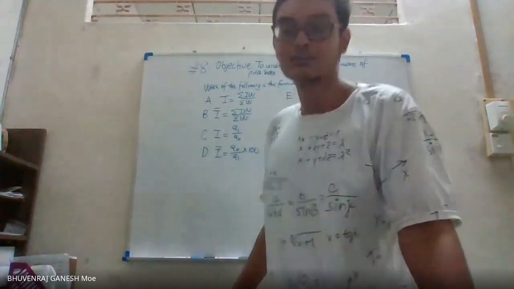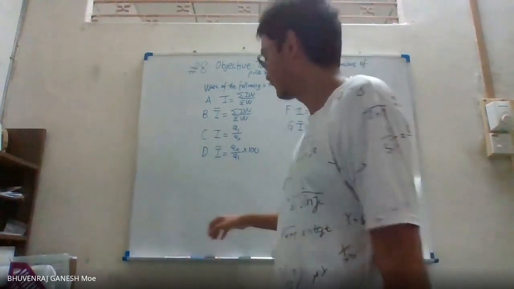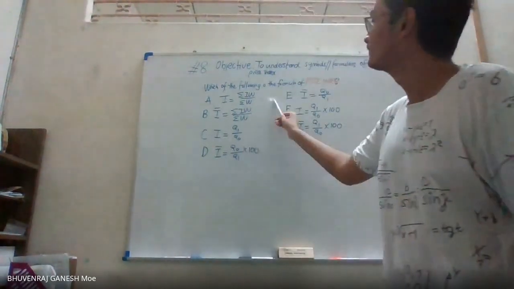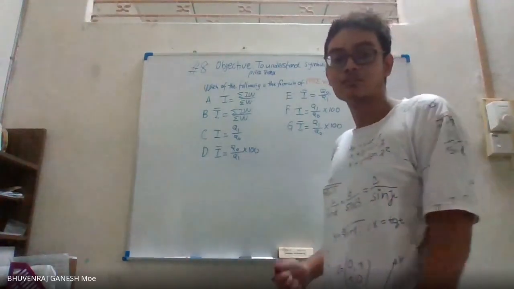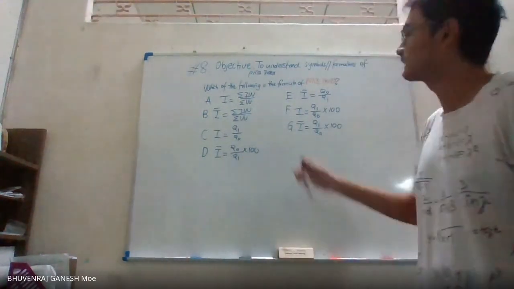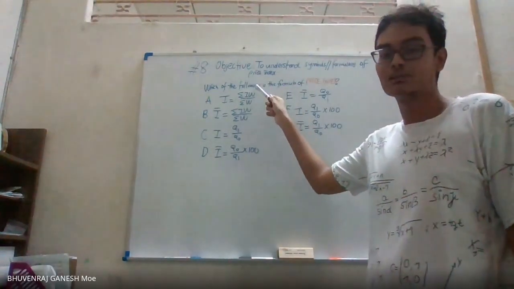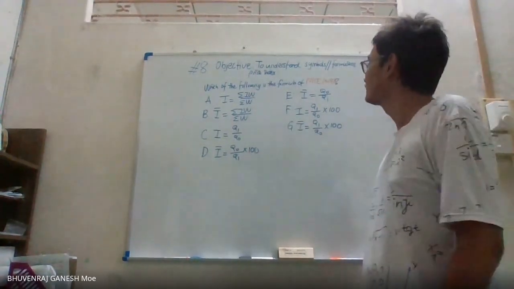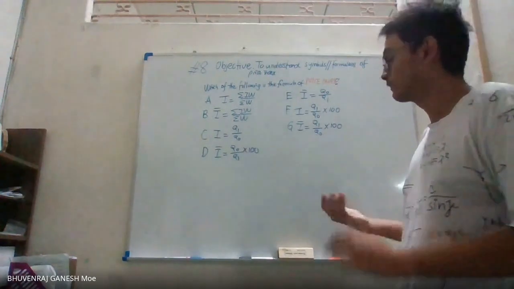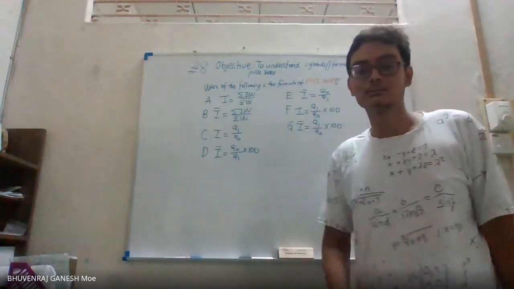Done is the last one. So there are four things today. So first thing we'll start is with this one. The objective is to understand the formula of price index, which is actually given in the SPM formula sheet, but just to test you whether you know it or not. So which of the following is the formula of price index? So choose your answer.